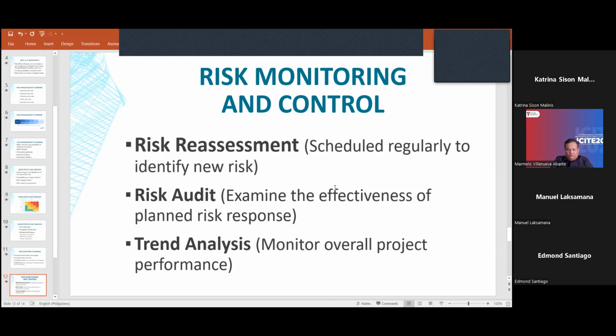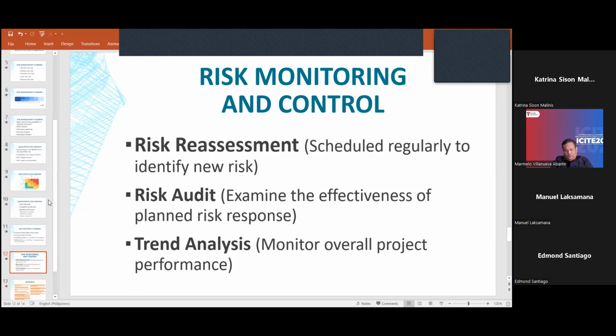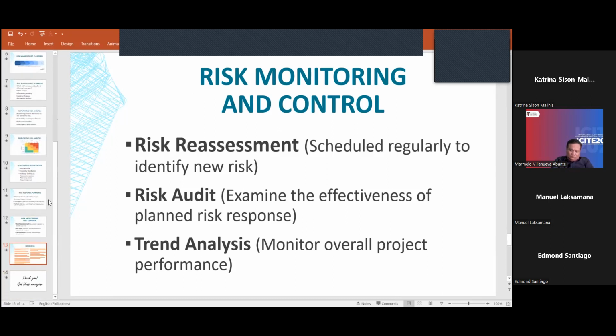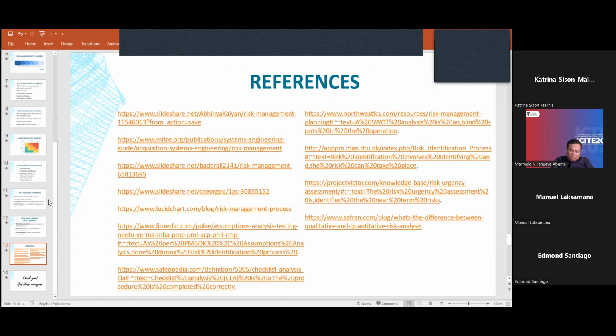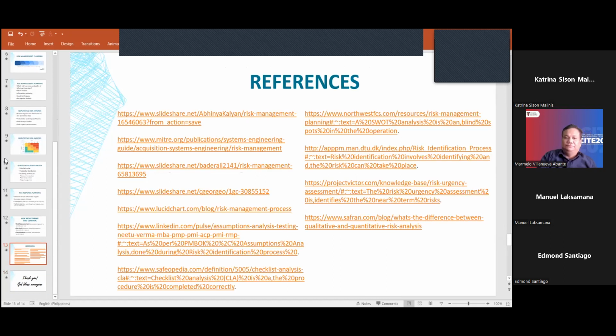And then for the trend analysis, we monitor overall project performance. So kumusta ba yung mga nagiging performance in terms of the risk management? If it is still applicable, effective, no? Nagagamit pa rin ba yung ating response or pag-control or the solution itself in terms of the risk management approach. So that would be the end of my presentation. Thank you everyone. God bless po.